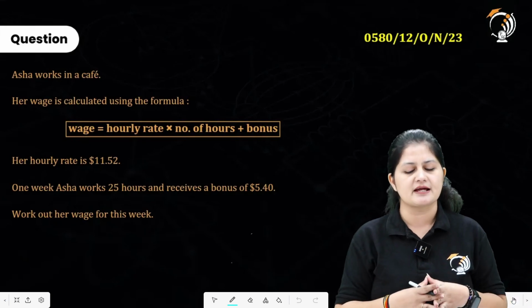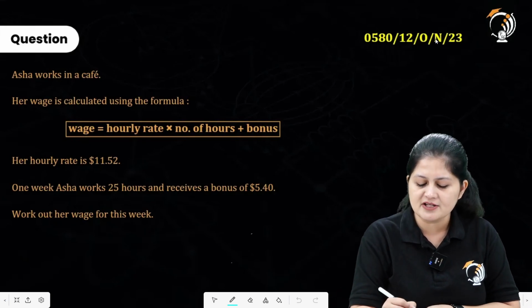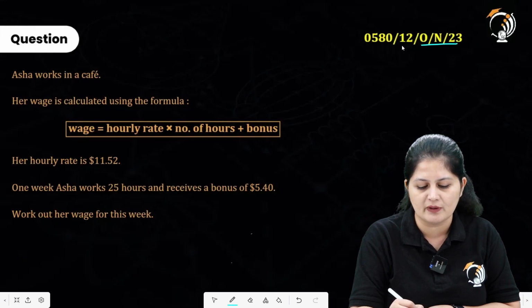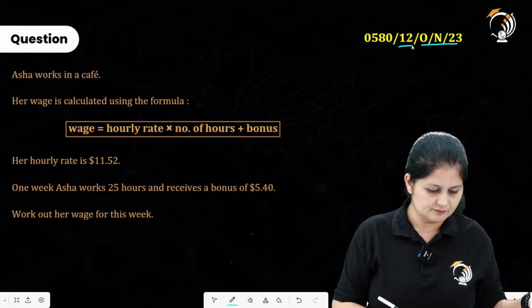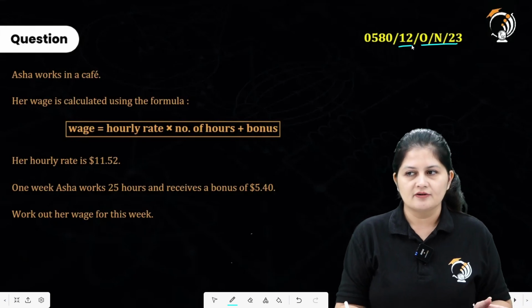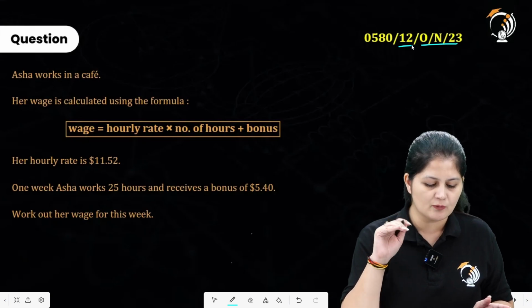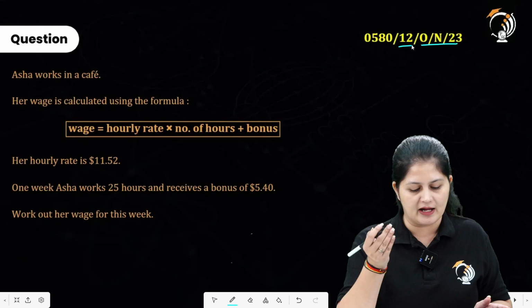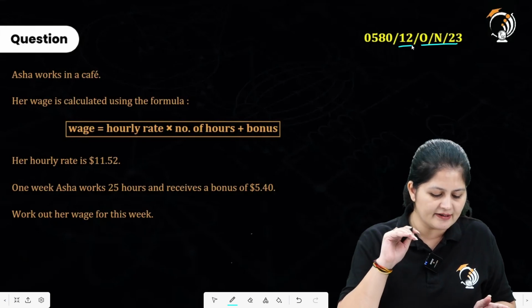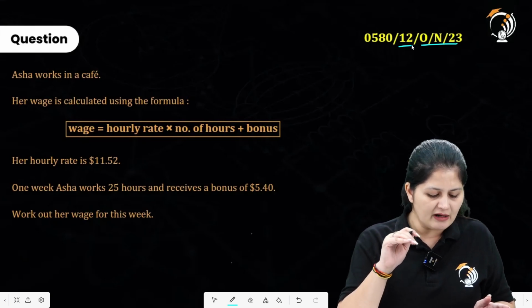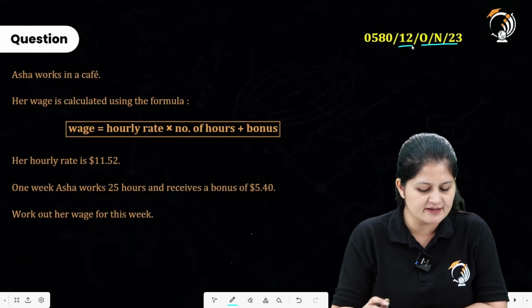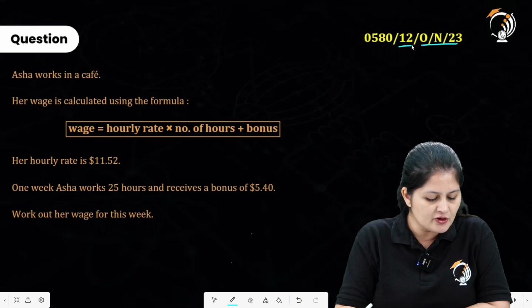This question is again a previous year question from the paper of October-November 23 from the variant 1-2. Asha works in a cafe. Her wage is calculated using the formula wage is equal to hourly rate multiplied by the number of hours plus bonus. Her hourly rate is $11.52. One week Asha works 25 hours and receives a bonus of $5.40. Work out her wage for this week.